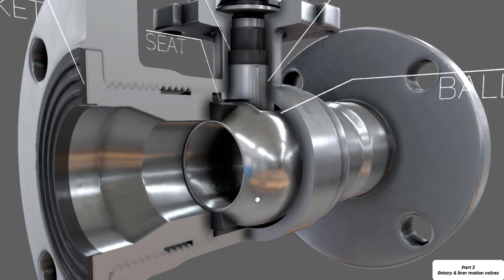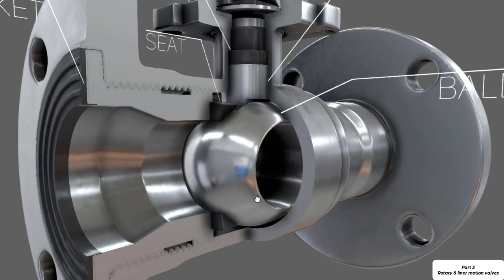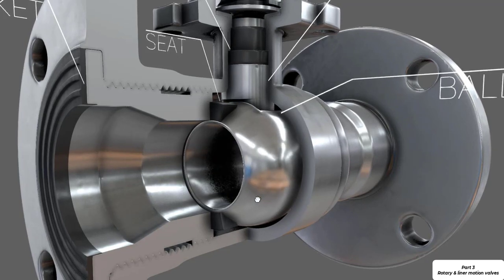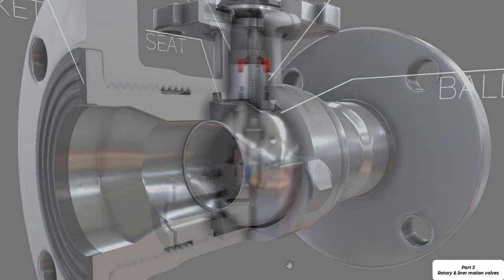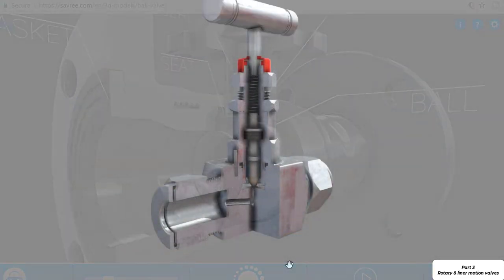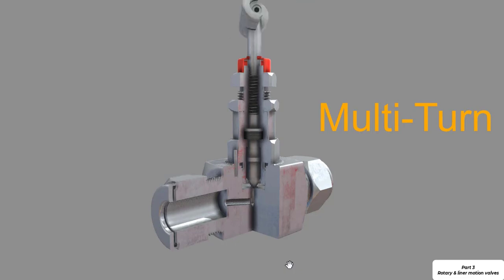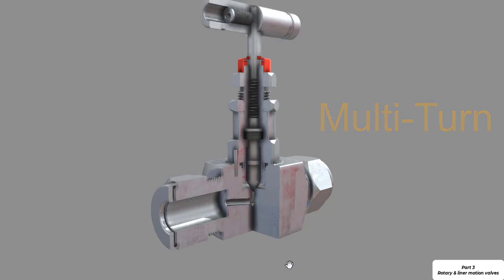The big advantage with rotary motion valves is that they are very quick or fast to operate. You only need to turn them 90 degrees and then they are fully open or fully closed. The opposite of a rotary motion valve is a linear motion valve. Linear motion valves are multi-turn valves because they require multiple turns of the actuator in order to move from the fully open to fully closed position.